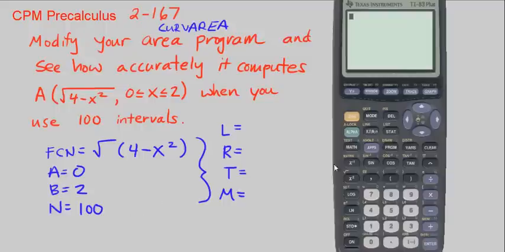So let's go ahead and run our program, curve area, run it. So we go ahead and push enter, asks for the function, the square root, again, of 4 minus x squared. A is 0, B is 2, N is 100. Okay, push enter here, and it's going to go ahead and compute these for you. I'm not going to do it because I want you to make sure you know how to run your program.